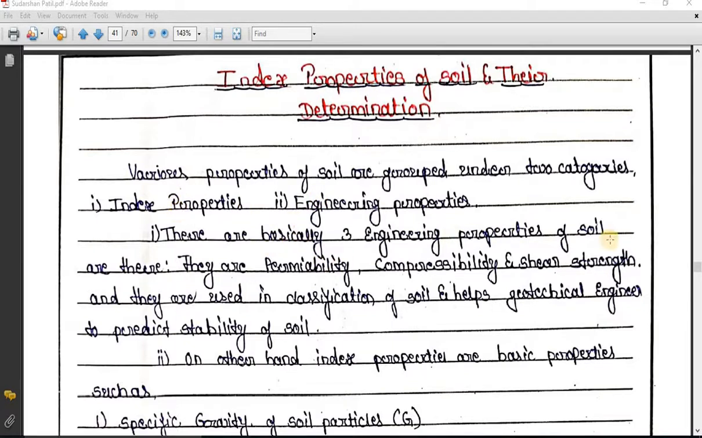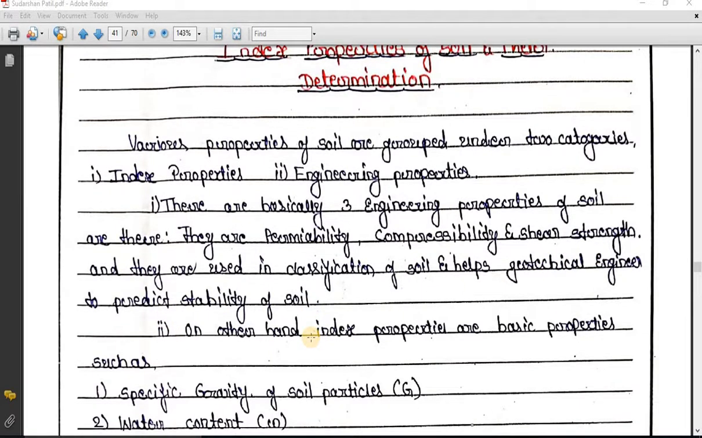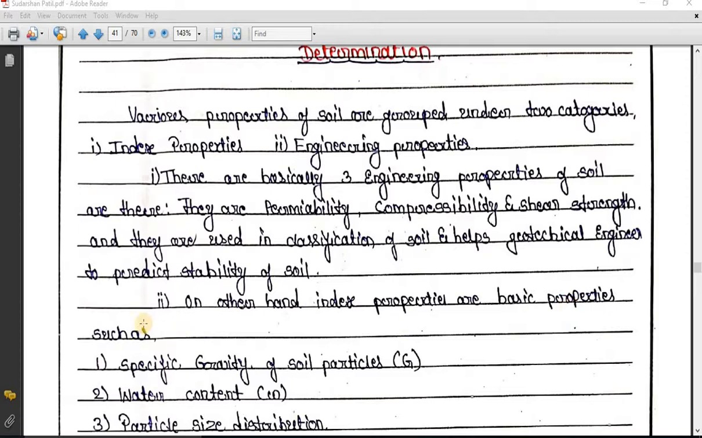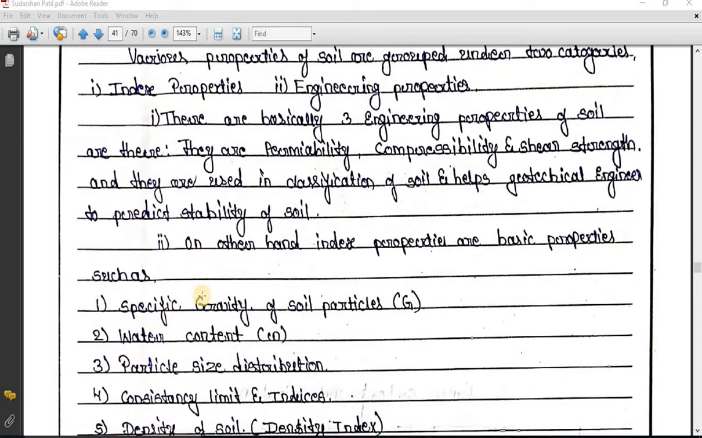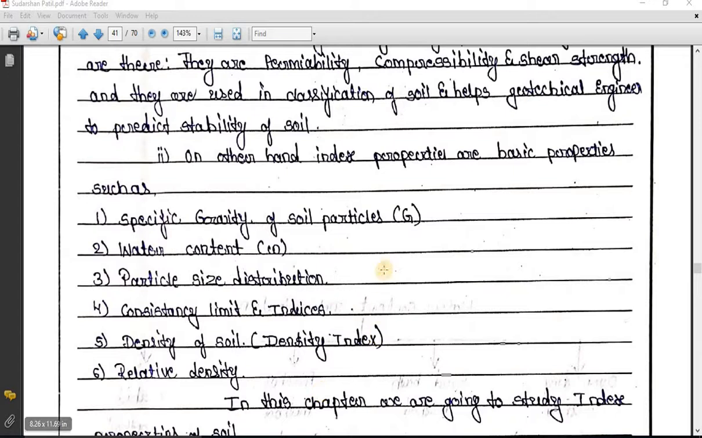There are basically three engineering properties of the soil. They are permeability, compressibility, and shear strength, and they are used in classification of soils. They help the geotechnical engineer to predict the stability of soil. On the other hand, index properties are basic properties of the soil, such as specific gravity, water content, particle size distribution, consistency limits and indices, density of a soil, and relative density.